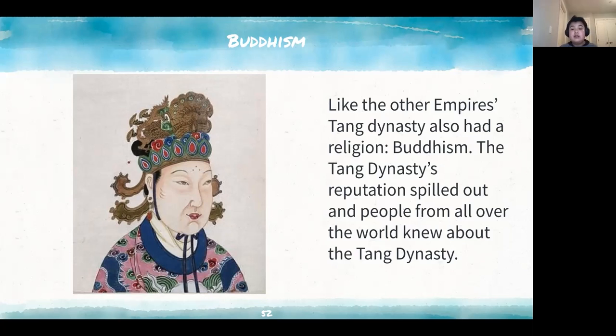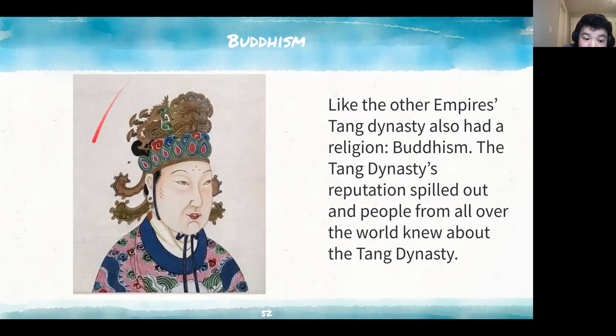Why was the Tang Dynasty so popular? Well, it was mainly from Buddhism. As we know, religion spreads a lot through trade. And through trade, countries know where a religion was made, where it was created, and how it's important. And through Buddhism, the Tang Dynasty's reputation spread, and everyone all over the world knew that there was some foreign land that was super rich and had a lot of money.